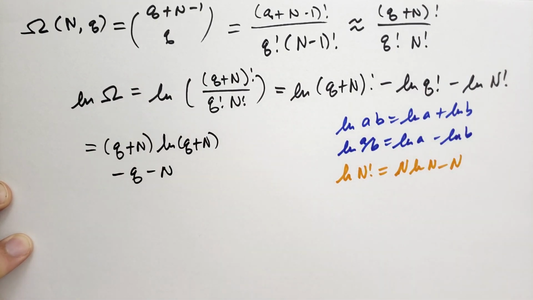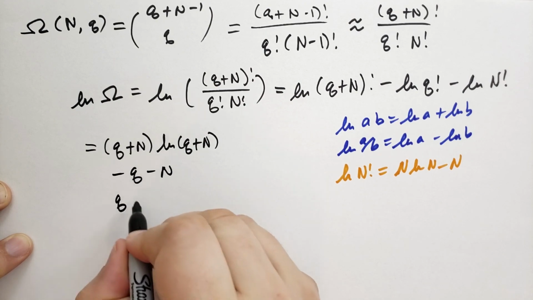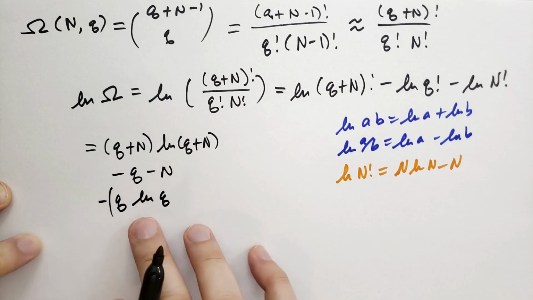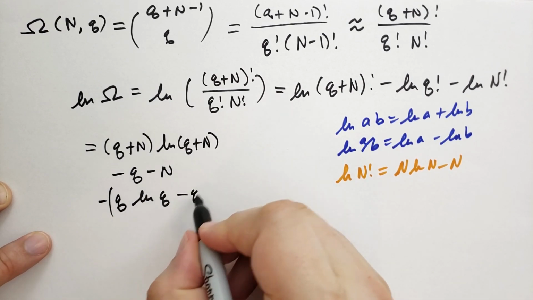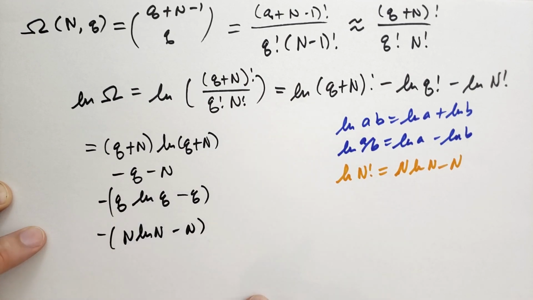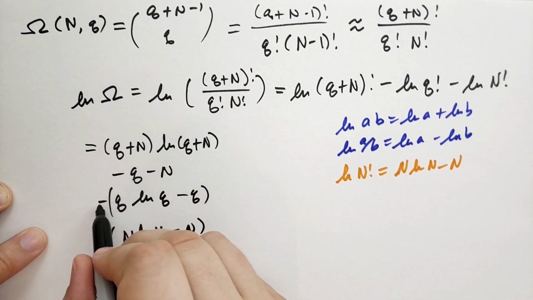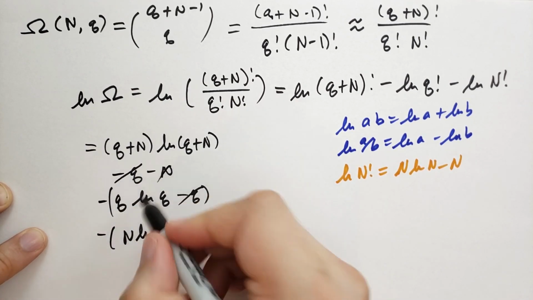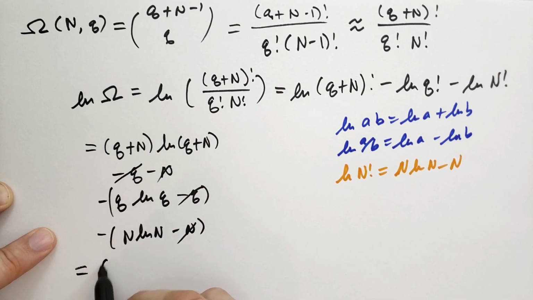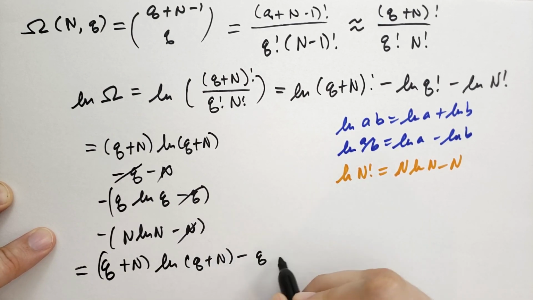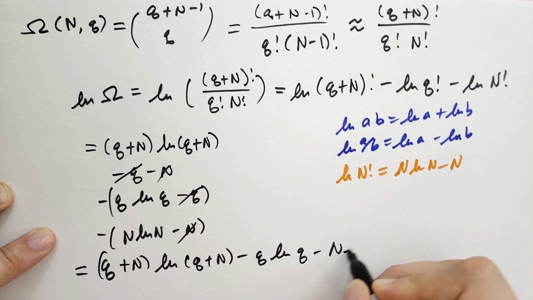All right, then we have the log of q factorial. So that's going to be q times log of q. This is all minus, by the way, minus that. So q log q minus n log n minus n. Okay, so you can see that this is a minus q, this is minus a minus q, so these two terms are going to cancel. A minus n here and a minus minus n, so that's going to cancel. So we get (q plus n) times log of (q plus n) minus q log q minus n log of n.